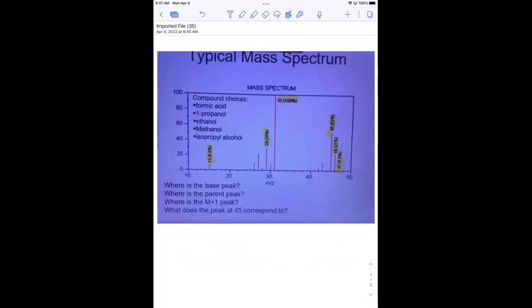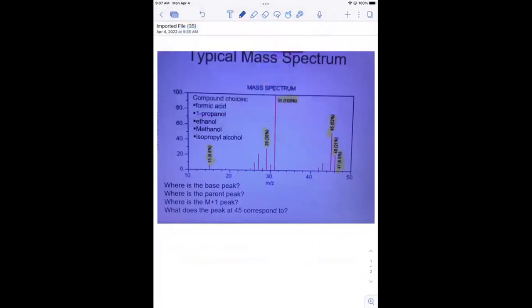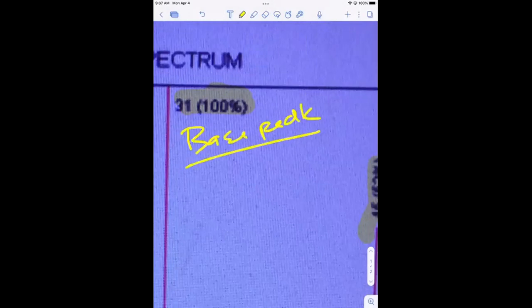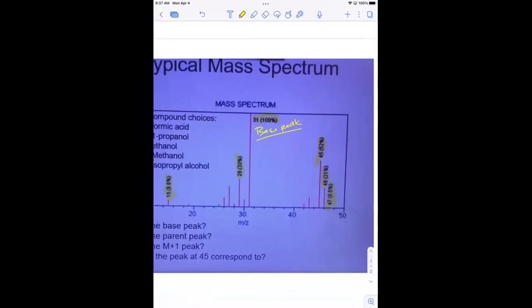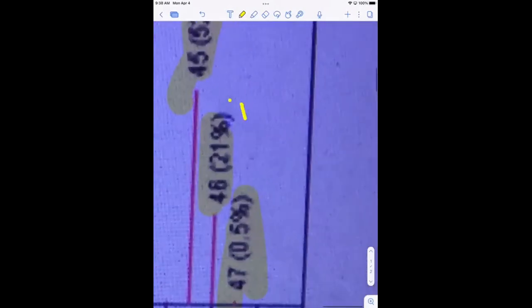Where's my base peak in this mass spectrum? Which one is the base peak? 31. All right. The base peak is readily identifiable. It is the tallest peak in the spectrum. So that's my base peak. My parent in this case is here at 46.